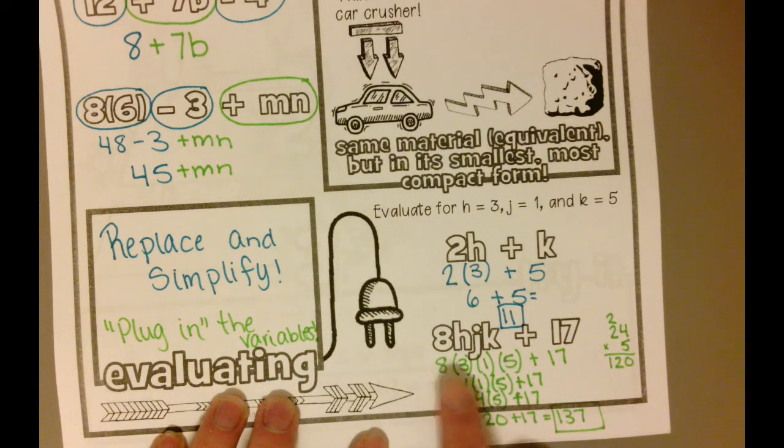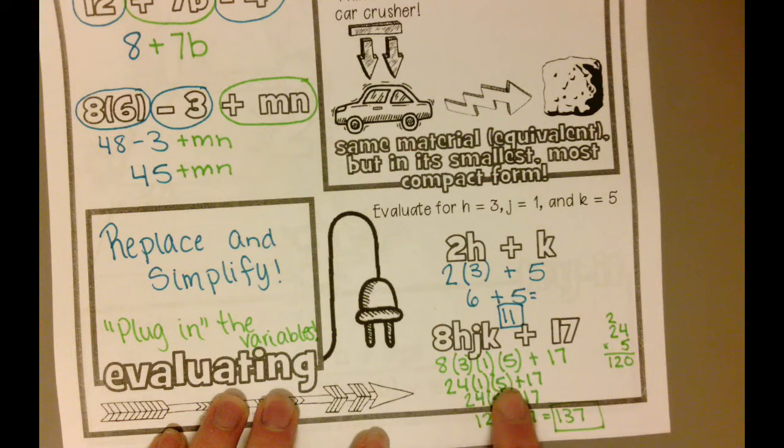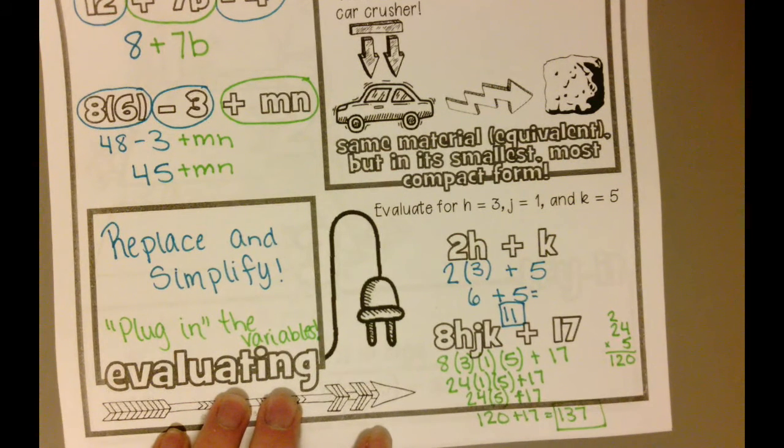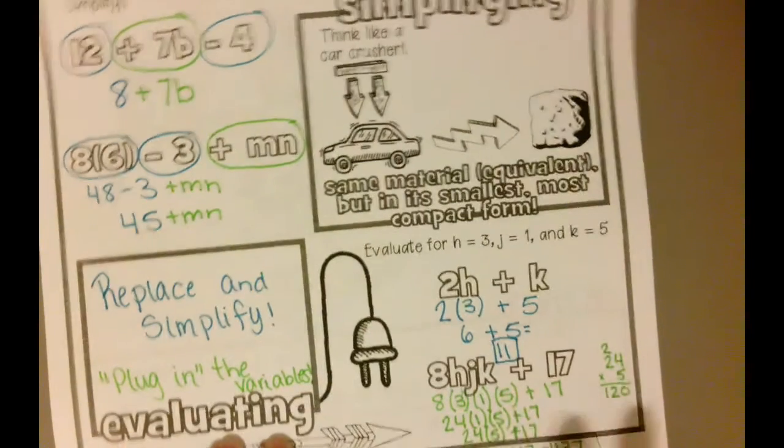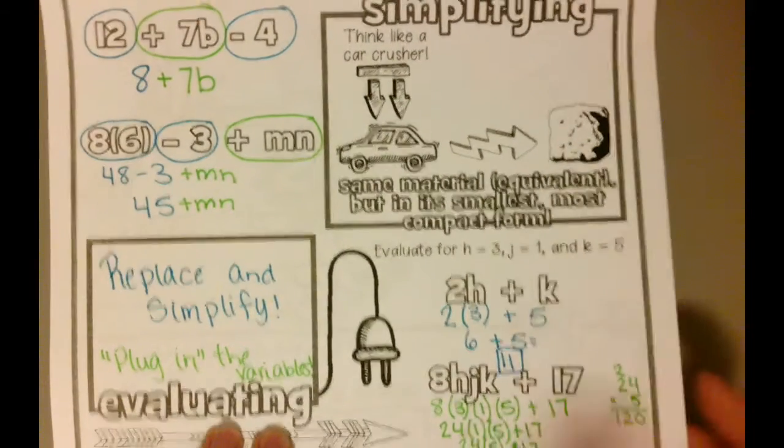So I multiply first. So I started to make it a little bit easy. I started by just doing 8 times 3 and bringing everything else down. So I have 24 times 1 times 5. 24 times 1 is going to give me 24. Times another 5 will give me 120. Now notice I just kept bringing my plus 17 down because I'm not quite there yet, but I don't want to forget about it. So 120 plus 17 equals 137. So that would be my final answer. Okay, all of this you should already have completed.